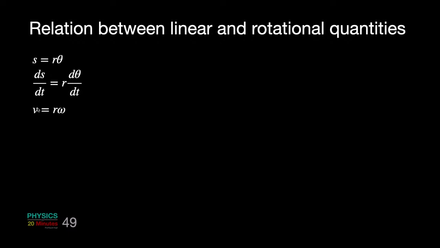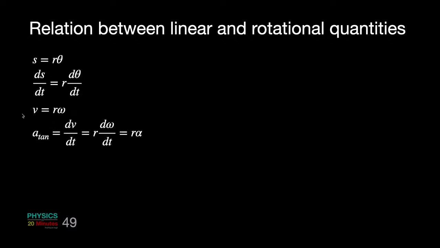So ds by dt is nothing but linear velocity, and d theta by dt is nothing but the angular velocity. So this equation is a very important equation. It relates linear velocity with the angular velocity. v is equal to r omega. So I hope you all can get this. Many of you might be familiar already with this equation. If you are not, look at these simple steps. These are very self-explanatory.